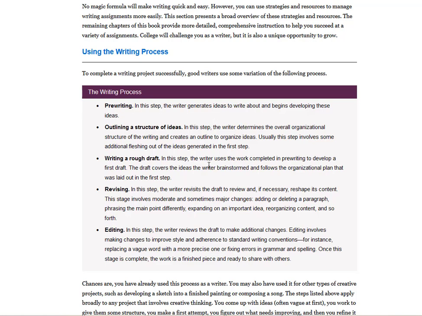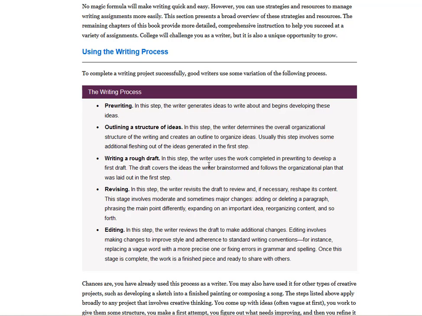Writing a rough draft. In writing the rough draft, you transform your outline into a 5-paragraph essay. The writer uses this step to develop a first draft, and the draft covers the basic ideas that the writer brainstormed and follows the organizational plan that was laid out in the first step.